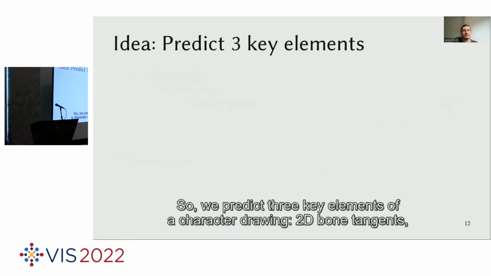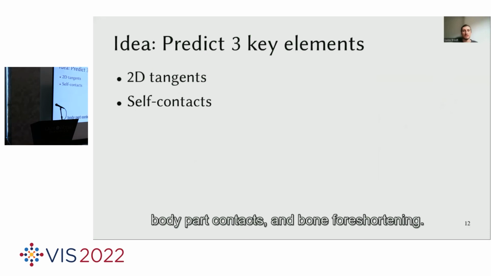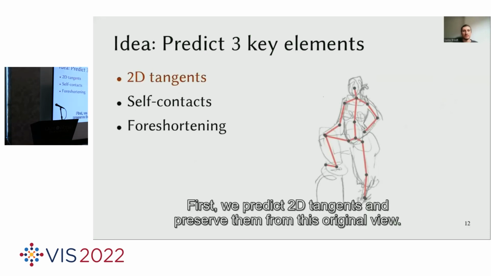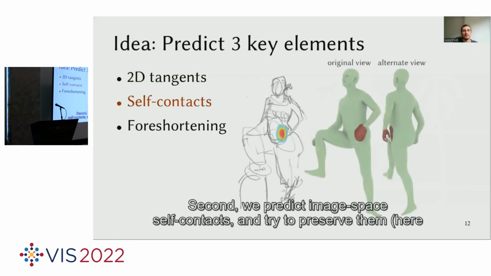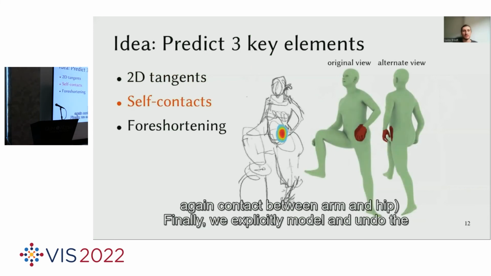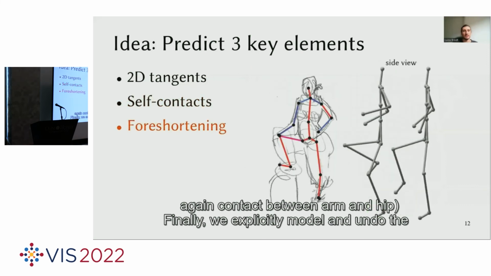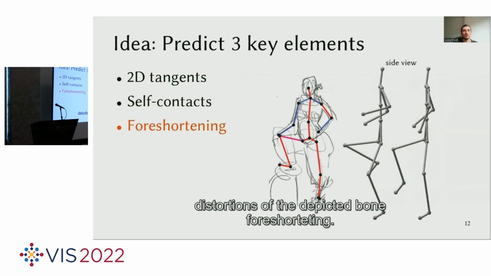So, we predict three key elements of character drawing: 2D bone tangents, body part contacts, and bone foreshortening. First, we predict 2D tangents and preserve them from this original view. Second, we predict image space self-contacts and try to preserve them. Here again, contact between arm and hip. Finally, we explicitly model and undo the distortions of the depicted bone foreshortening.